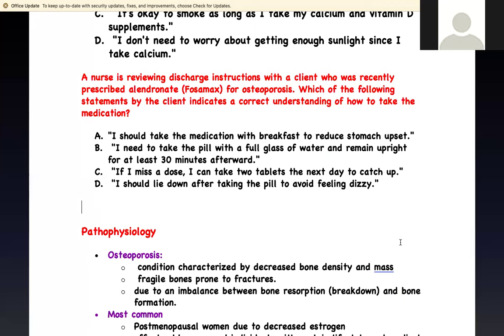I should lie down after taking the pill to avoid feeling dizzy. It does not cause dizziness. You're supposed to remain upright for 30 minutes after taking the medication.